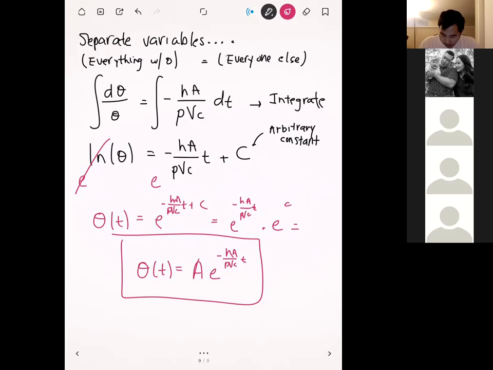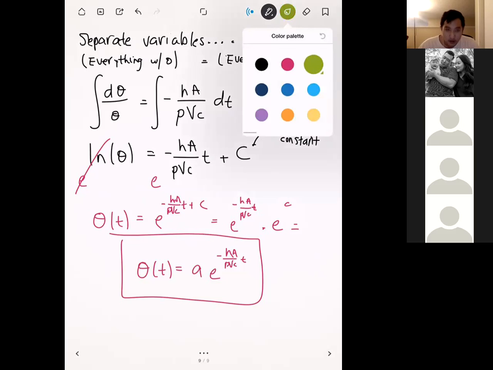Maybe we could use lowercase a so we don't have two capital A's. That is a good point. Thank you for that. It would be good to not be confused with our constants here. Okay, and so what we can do now is solve for this lowercase a from our initial conditions.